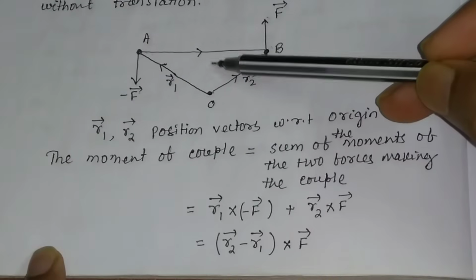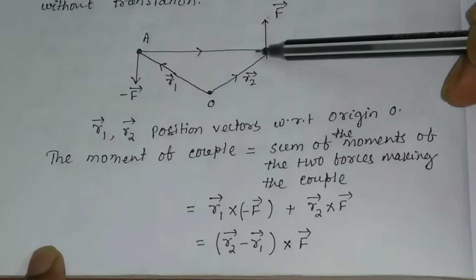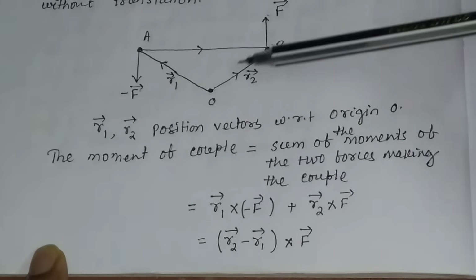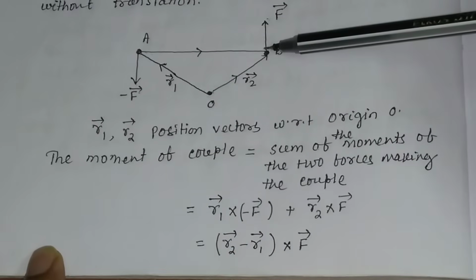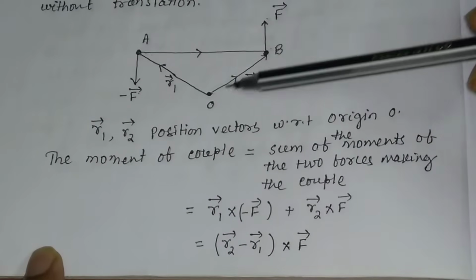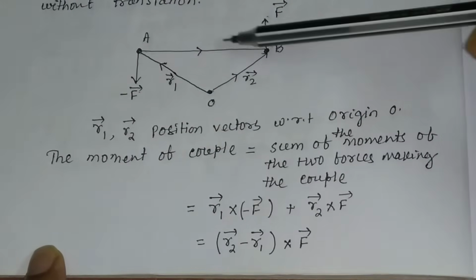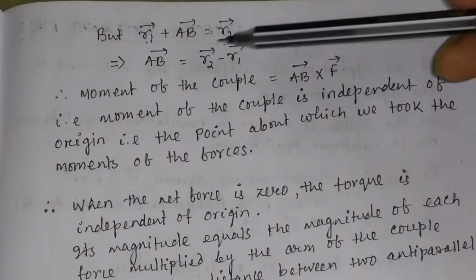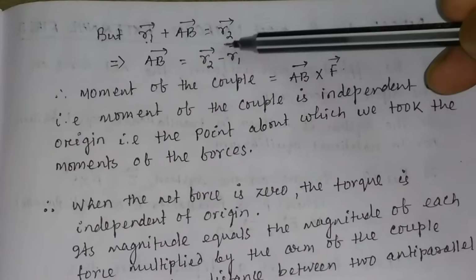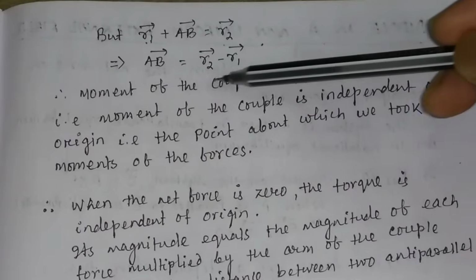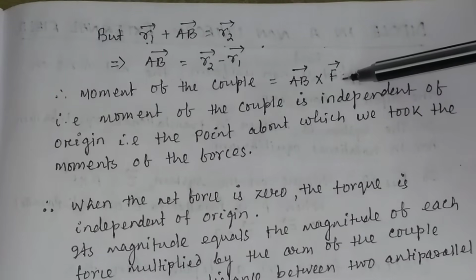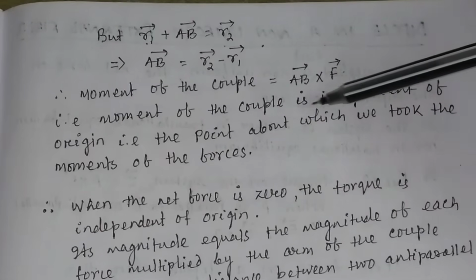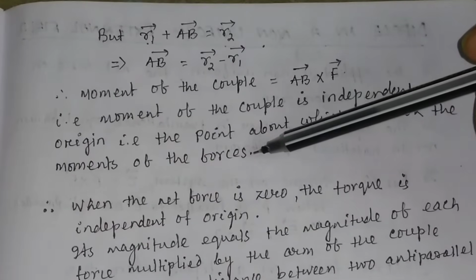Now look at this vector diagram. R1 plus AB is equal to R2. So AB will be equal to R2 minus R1. So AB is equal to R2 vector minus R1 vector. So the moment of the couple is equal to AB cross F. So the moment of the couple is independent of the origin, that is, the point about which we took the moments of the forces.